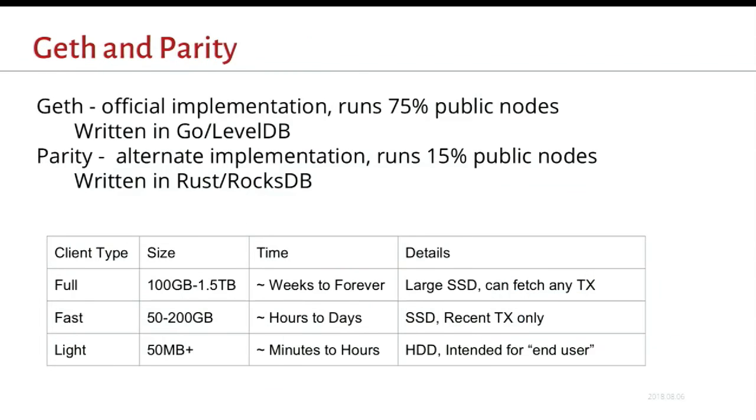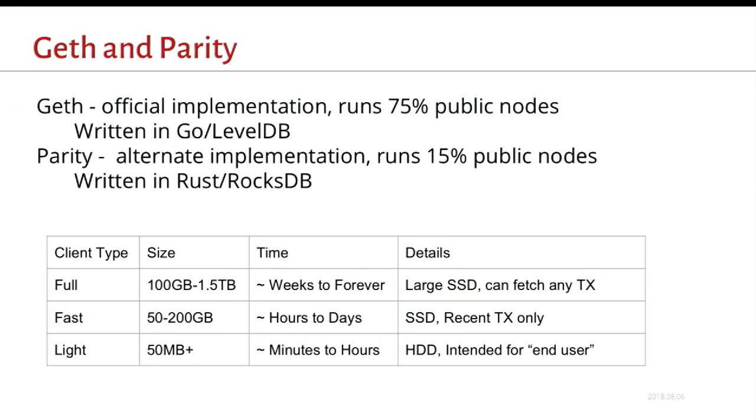So there's two options for running Ethereum software. They call it a client. I'll just call it a node because our client would be me. So the official implementation is called Geth. I guess the G is because it's written in Go. And it uses LevelDB as its backend for key value store. Parity, the alternative implementation, is written in Rust and uses RocksDB.